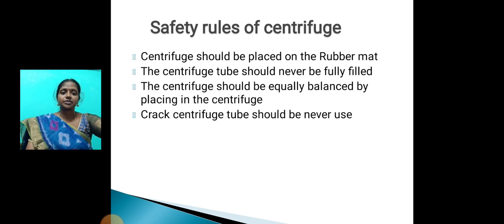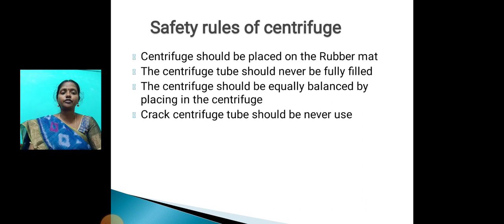Safety rules of centrifuge. What are the safety rules? Before using a centrifuge, we follow these rules. First, the centrifuge should be placed on a rubber mat, not directly on the floor. The centrifuge tubes should never be completely filled, only three-fourths of the tube. The centrifuge tubes should be equally balanced when placed in the centrifuge. We should put the tubes in a balanced way, opposite to each other.